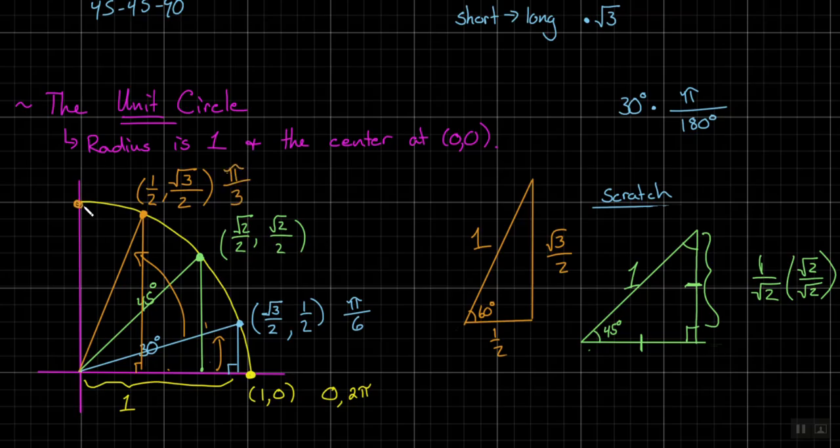If we go one more without having to draw any triangles or do anything wonky, can you tell me the ordered pair up here at the very top, my quadrantal angle?